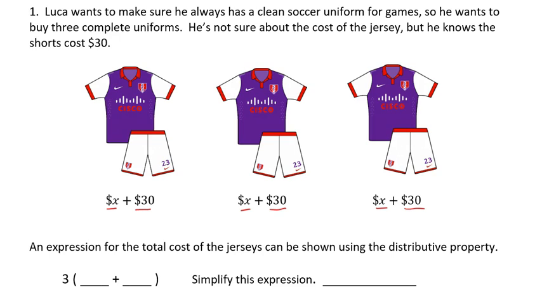We can use the distributive property to show this. So the 3 outside of the parentheses represents the 3 complete outfits. So we know that each outfit has an unknown for the cost of the jersey and then $30 for the shorts. So this is how we would write the expression using the distributive property. We need 3 copies of x plus 30. We can then simplify this expression as 3x plus 90. 3x represents the cost of 3 jerseys, and then 90 represents the cost of 3 shorts for the uniform.